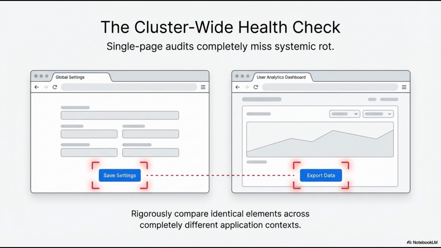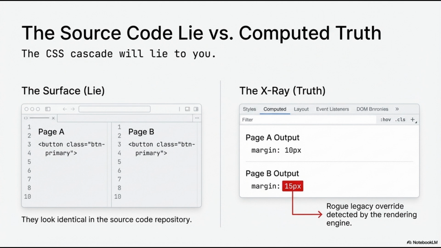Right, because our eyes are terrible at that. Right. You use browser dev tools to inspect the computed styles. Wait, computed styles? That's a really important distinction. Why not just look at the CSS classes in the source code? Because the source code will lie to you. You might see class equals btn-primary on both pages, so you think they're identical. But there might be some rogue legacy CSS file overriding the margin on one of those pages. Yeah, the cascade. Right. The computed styles pane gives you the absolute mathematical truth. It shows exactly what the browser rendering engine finally decided to draw on the screen.